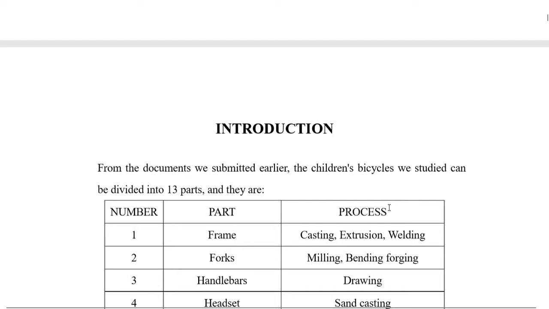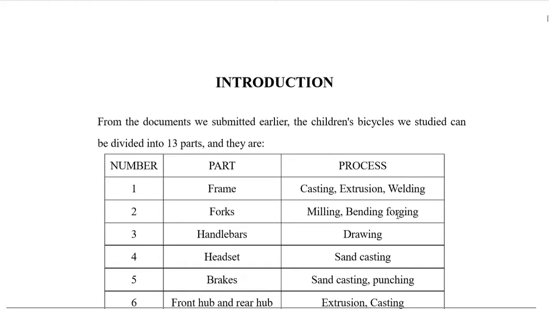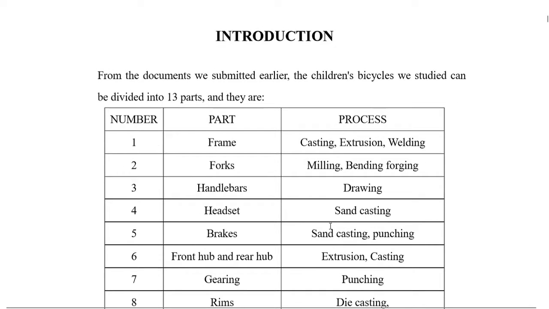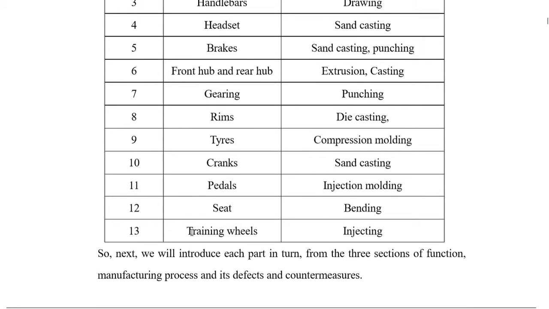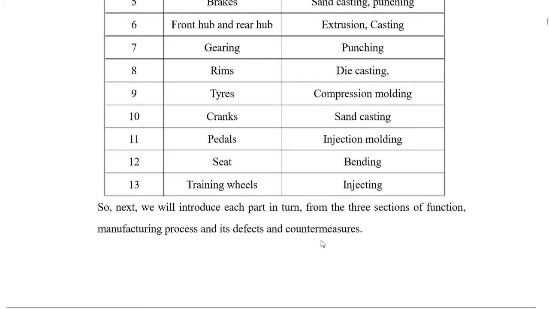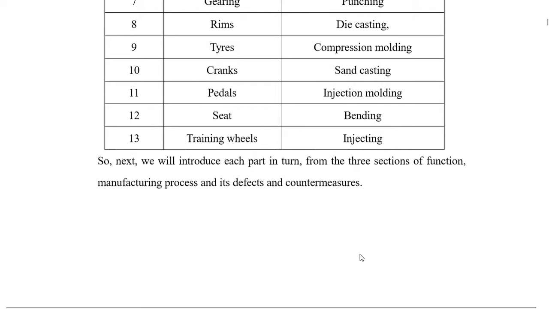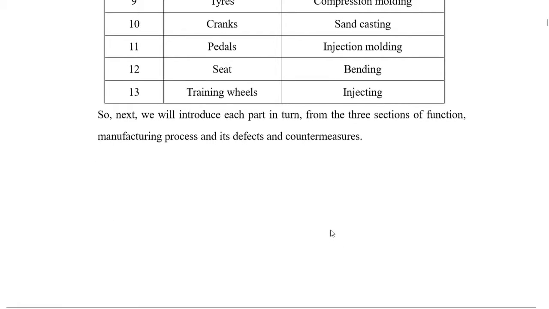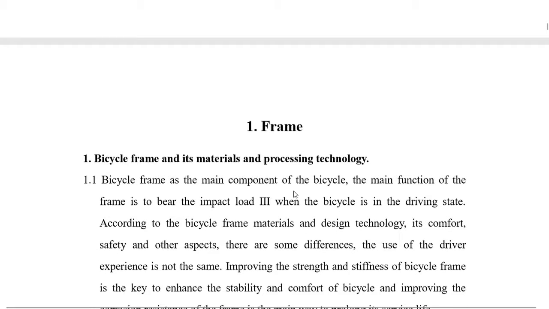Let's look at the introduction to the bicycle parts. We divided it into 13 parts as follows. We will introduce each part from three sections: function, manufacturing process, and its defects and solutions. First of all, let's look at the frame.